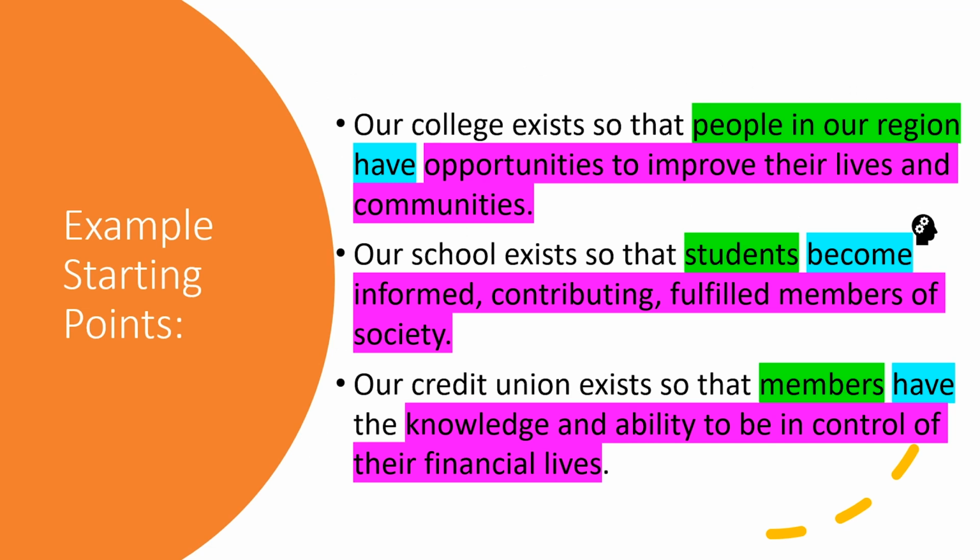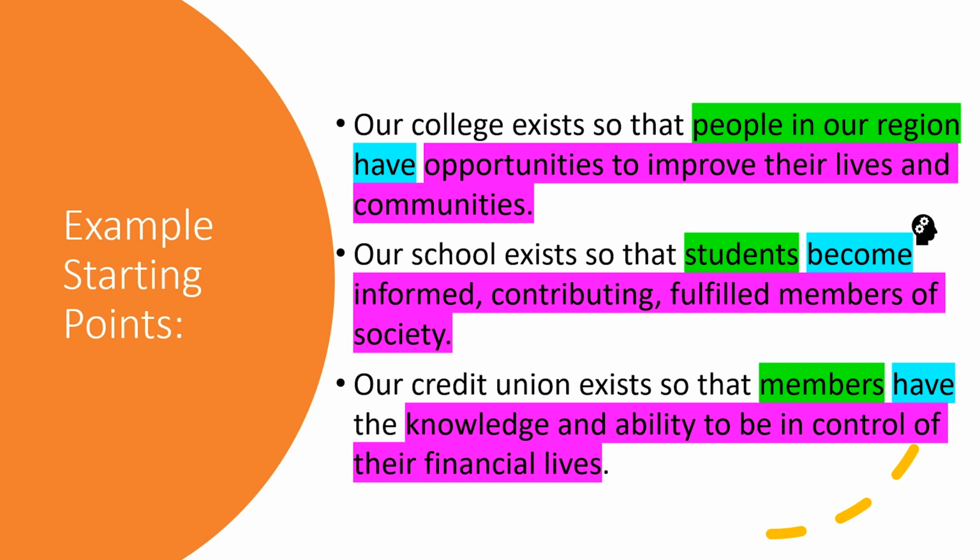So here are some examples of what organizational end statements might look like. Our college exists so that people in our region have opportunities to improve their lives and communities. You'll see that I've color-coded many of the components for easy recognition. In the green highlight, you'll see the moral owner listed: people in our region.